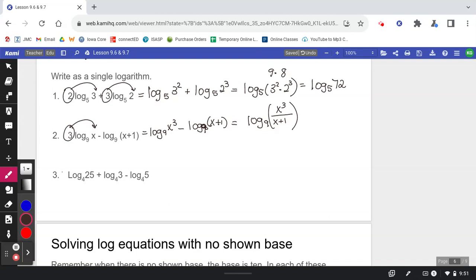For the last one I check out front, there are no exponents. So the first one is an addition. So I'm going to have log base 4 of 25 times 3. And then I have a subtraction, so then that would be divided by 5. So 25 times 3 is 75, divided by 5 is 15. So my final answer is log base 4 of 15.